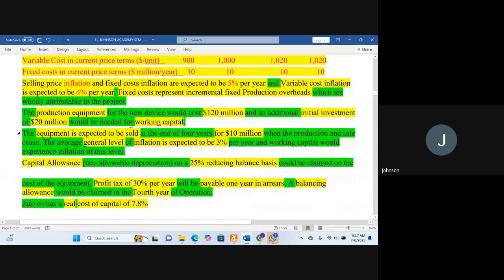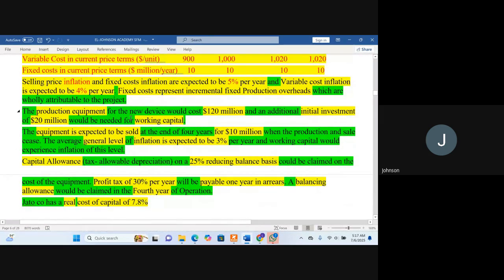So yeah, they also told us that the production equipment for the new device will cost 120 million. This is the initial investment outlay. Then they say that an additional initial investment of 20 million would be needed as working capital. So working capital is 20 million. Initial outlay is 120 million. So at the side of your book, write working capital, also write initial outlay, so that when you're looking for it, you know where to go in your question to find what you're looking for.